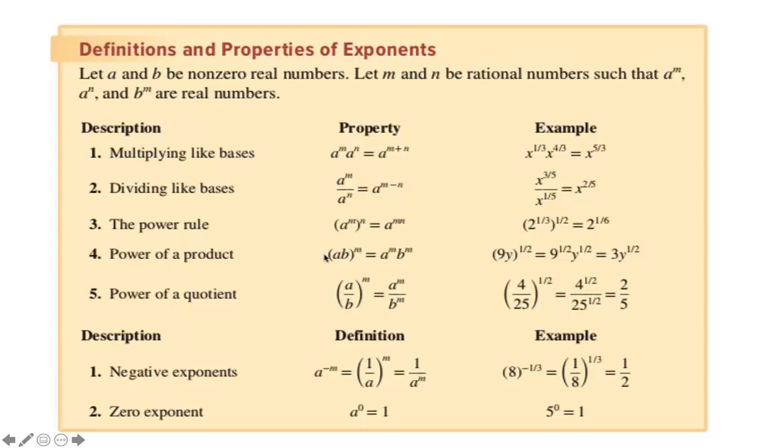And then when you raise a product of something to an n power, you can distribute the exponent to each of the terms. Same thing with division. This power goes to both the a and the b. And then as we saw earlier, when you have a negative exponent, we can make it positive by flipping the base to be 1 over a, for example. And then anything to the 0 power is 1.